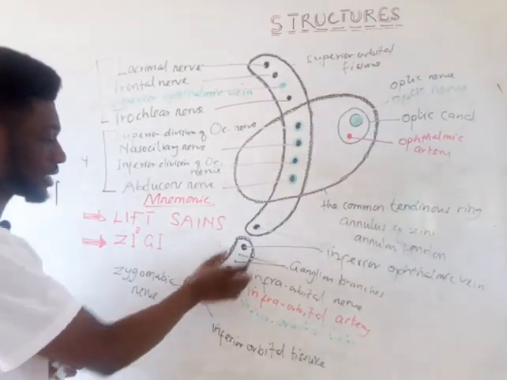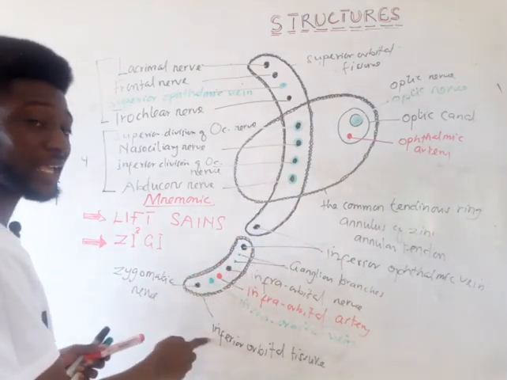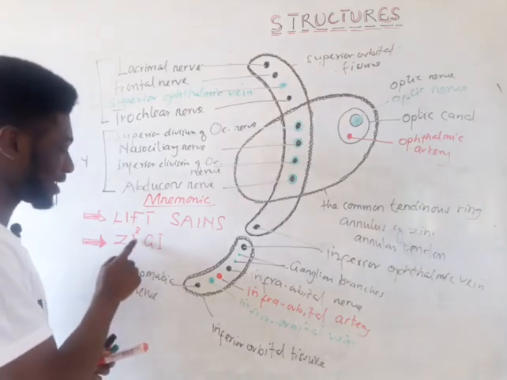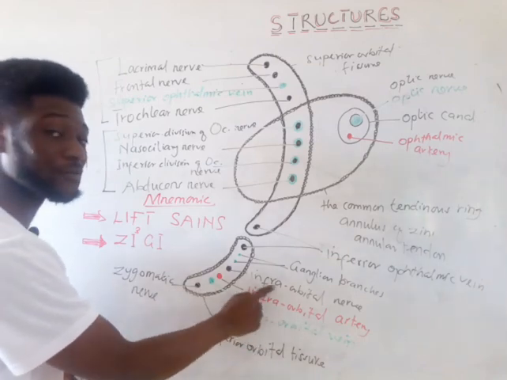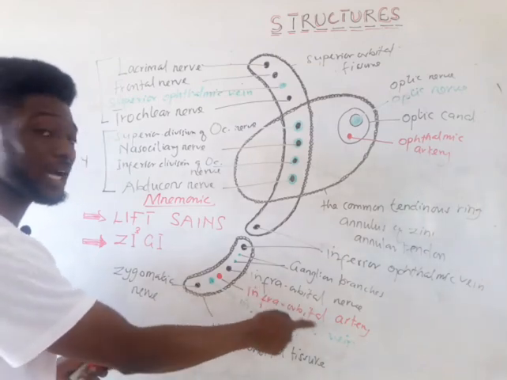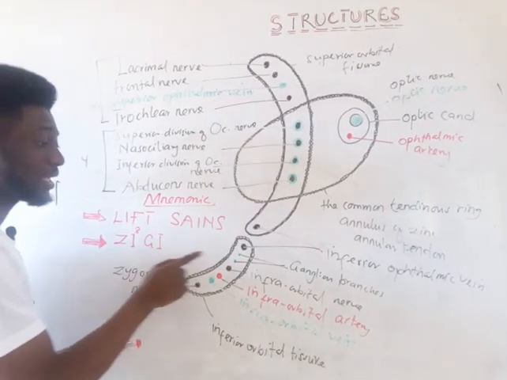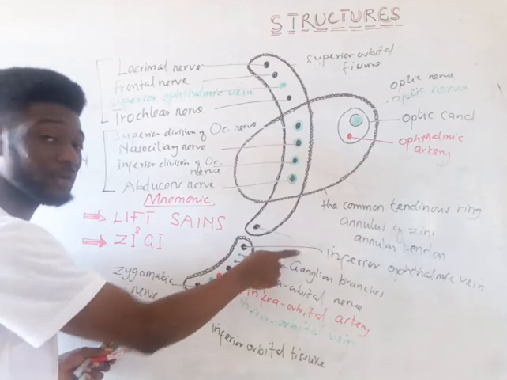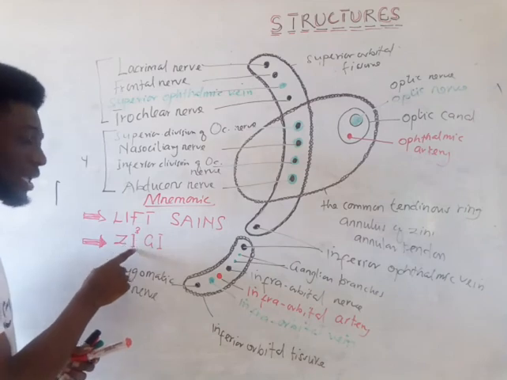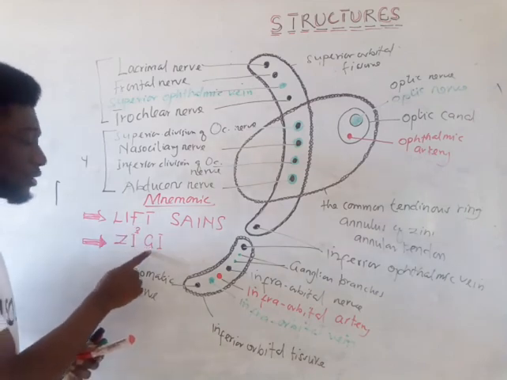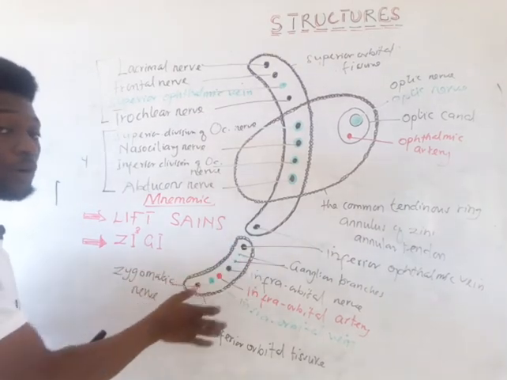Now back to the inferior orbital fissure. You know all these structures: Z I Z I, the Ziggy, but this I is to the power of 3, the infraorbital vein, infraorbital artery, infraorbital nerve. And this one is for the zygomatic nerve, and then I is for the inferior ophthalmic vein. So this is zygomatic nerve, infraorbital nerve, infraorbital vein, infraorbital artery, ganglion branches, and then the inferior ophthalmic vein. That is for the inferior orbital fissure.